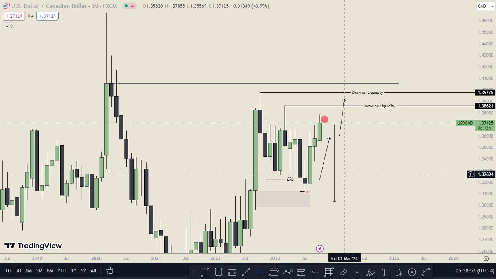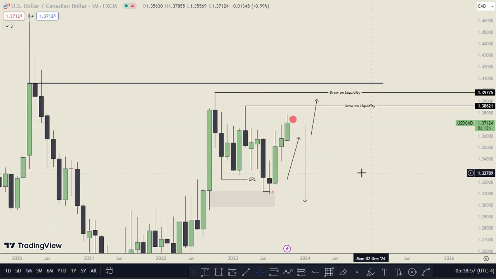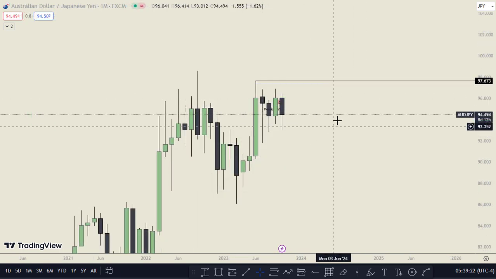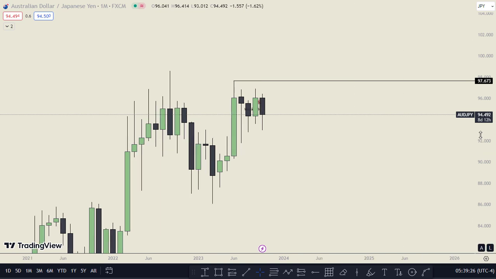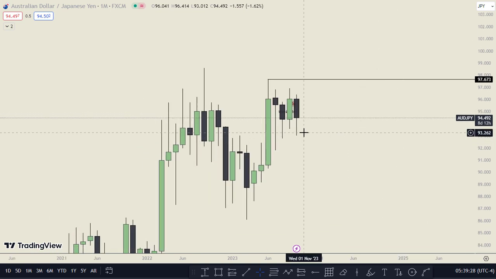Now let me show you an example of a pair where we can frame both sides of the market. So as you can see here, we have the AUD against the Japanese yen. Now let's try to frame both sides of the market. Can we go to the downside right here? Can we go to here? Yes, we can. Why? We have these filled swings right here, right? So we have this pool of liquidity, and price can easily go all the way to here and take it and then continue to the upside.